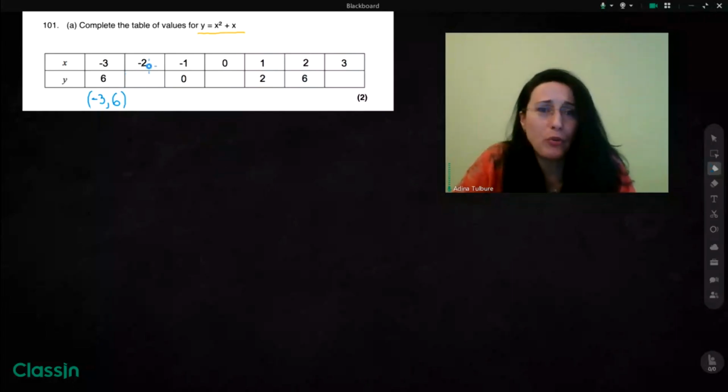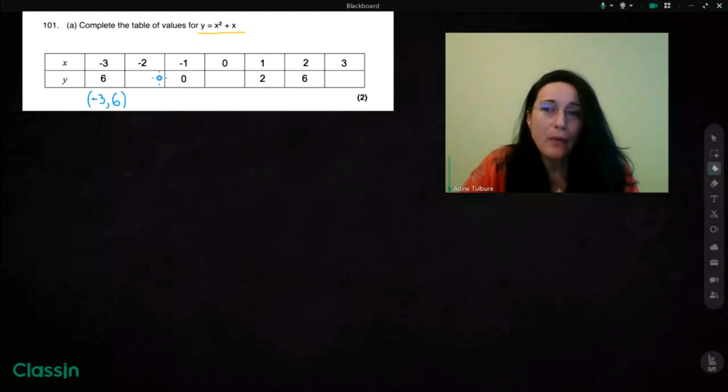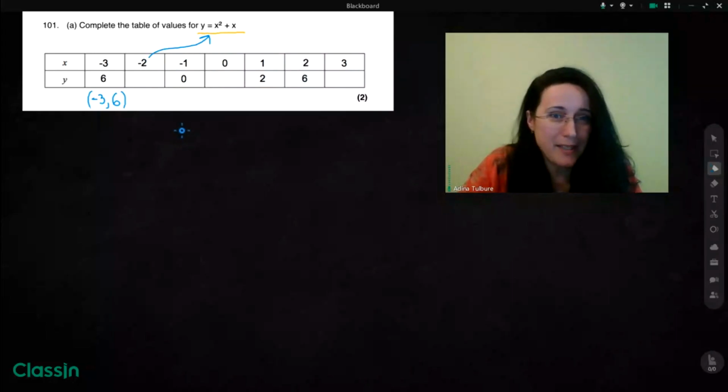Now we know that another x value is minus 2, or negative 2. How can we find the y for this negative 2 in this quadratic? We just substitute that particular value into that particular recipe. You see, you change the ingredients.